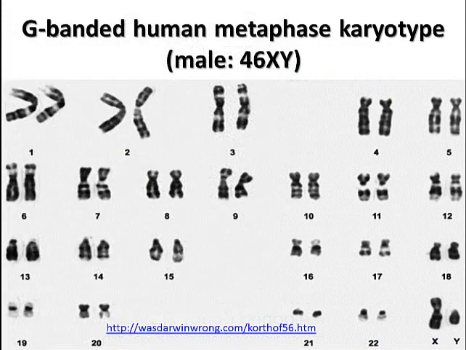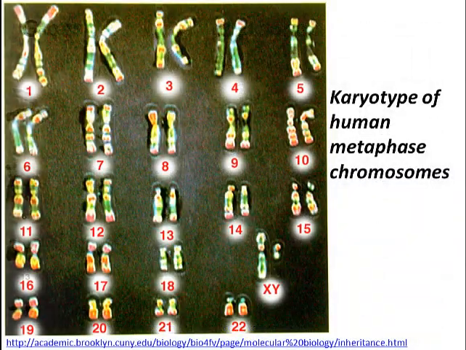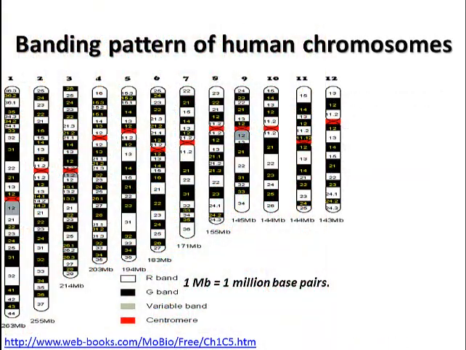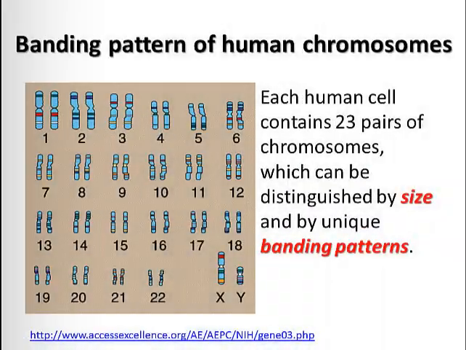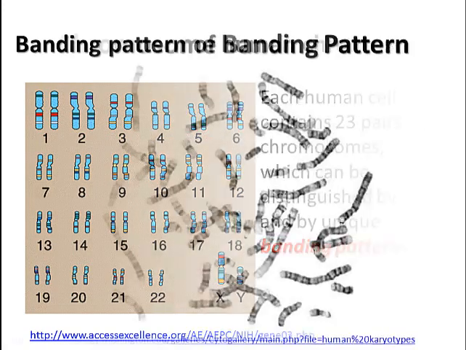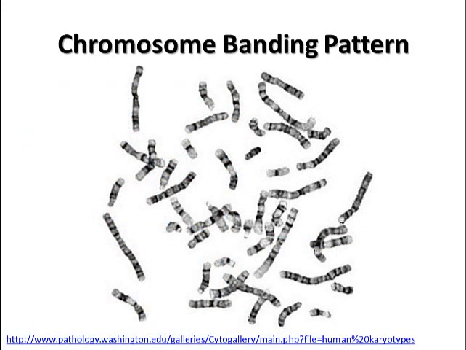I want you to see some banding technique. In other discipline, they will be discussed more. Karyotype of human metaphase chromosomes. Each human cell contains 23 pairs of chromosomes, which can be distinguished by size and by unique banding patterns. And chromosome banding pattern, and yes, that's it.